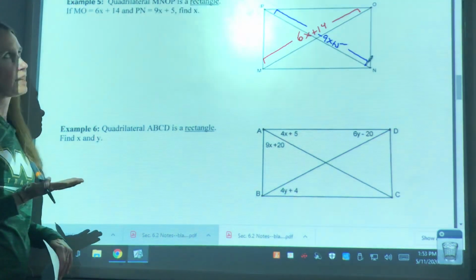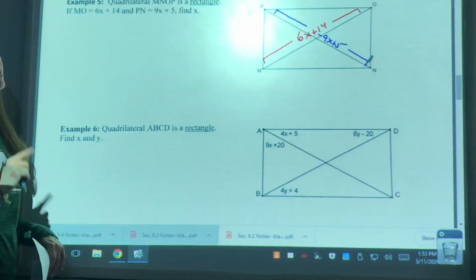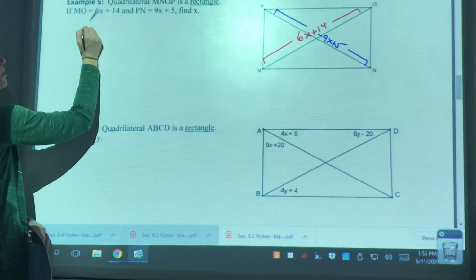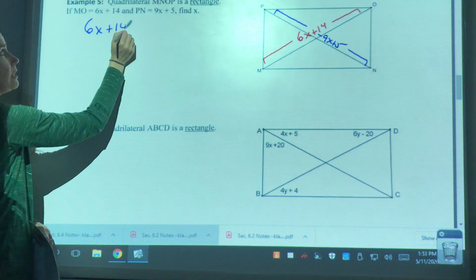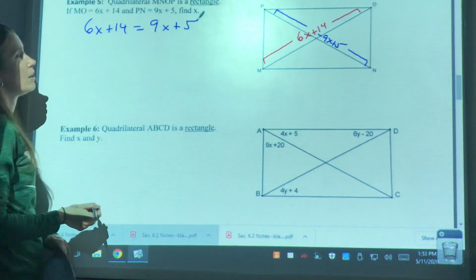So those are the diagonals of a rectangle. I have to remember one of the properties we learned about a rectangle is the diagonals are congruent. So as long as I remember that, I can just set those equal to each other. And that one ends up being pretty quick and easy to solve.